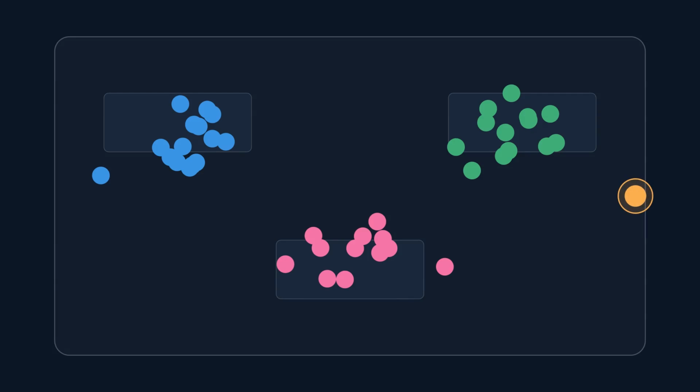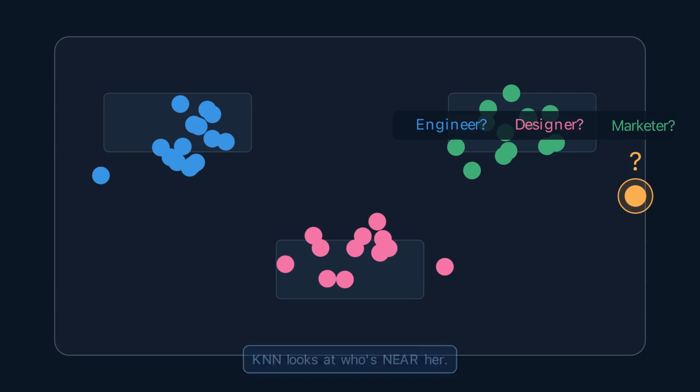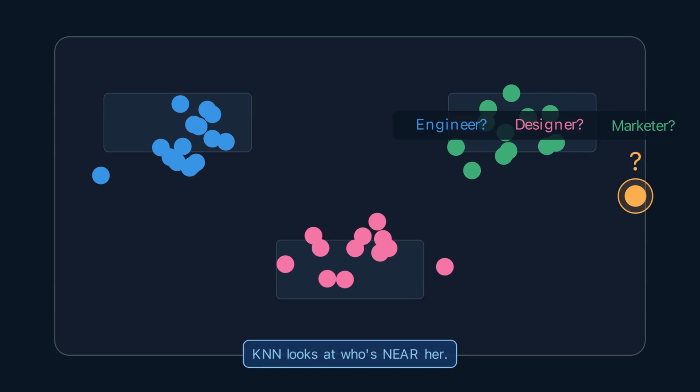The new guest walks through the door. No name tag. She's carrying a laptop bag and wearing a conference t-shirt. Is she an engineer, a designer, or a marketer? K nearest neighbors doesn't analyze her accessories or make assumptions. It simply looks at who is standing closest to her in the room and what their name tags say.